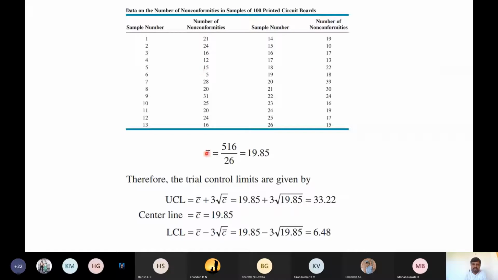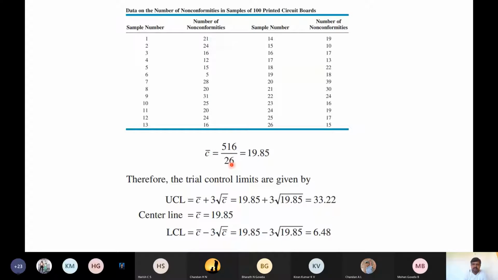Based on that, you can find C bar. In order to find C bar, the number of non-conformities is nothing but C itself. So add all these values: 21 plus 24 plus 16 plus 12 plus 15, and so on. Totally you will get 516. Then for the average, you divide it by the number of samples, that is 26. So add the individual defects in every sample divided by the number of samples. That will give you C bar.